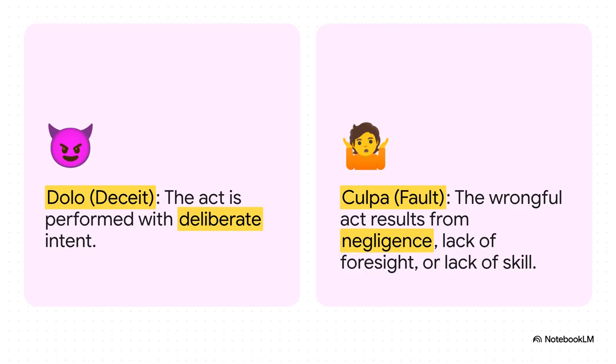The architect of dolo designs with pure malice. Their blueprint is drawn up with a specific goal of causing harm. Every line, every measurement on that plan is aimed at destruction. On the other hand, the architect of culpa is just dangerously careless. They don't mean for the building to collapse, but their wrongful act, maybe they used cheap materials or they just ignored safety codes, it comes from negligence or a shocking lack of skill. One is a villain, the other is a fool. But you know what? Both of them can create a structure of harm that the law has to deal with.